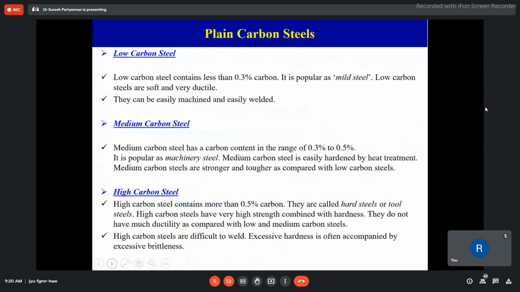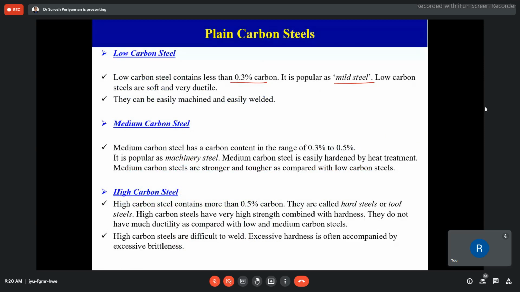Now we come to the plain carbon steel. Already you may know that. That's what I prepared in a very brief manner. Low carbon steel contains less than 0.3% carbon. I mean, this is a mild steel. We can say mild steel is a low carbon steel. It is easily machinable.